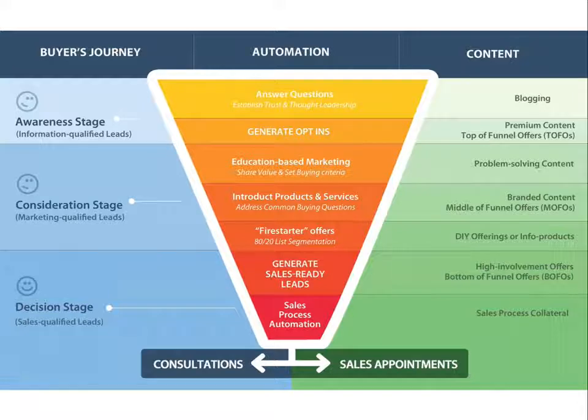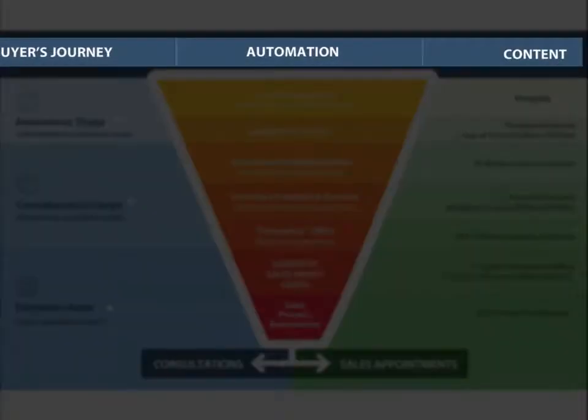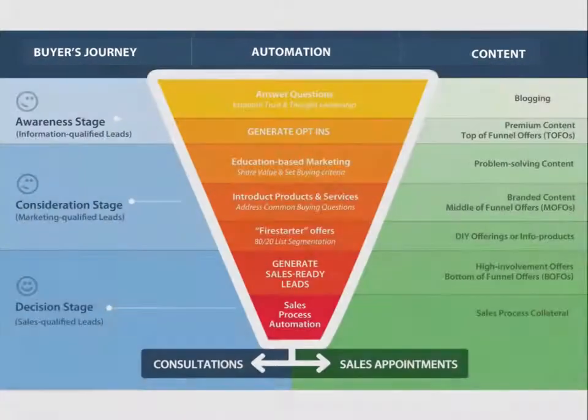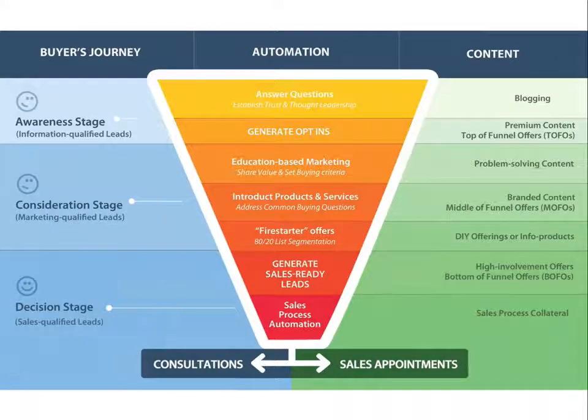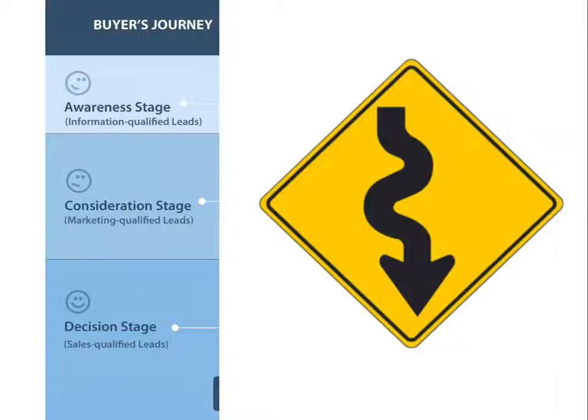On your screen is what we call the Sales Lead Machine Blueprint. And this is the master map we use to build out effective online marketing and sales funnels. The blueprint is designed to align 3 tracks: the buyer's journey, automation, and content, to create a revenue generation system that frees you up to do your best work.